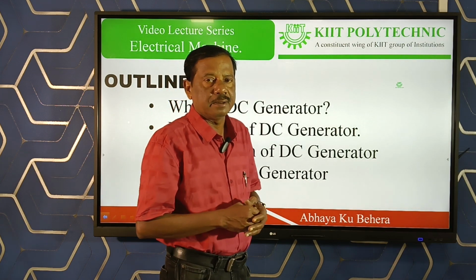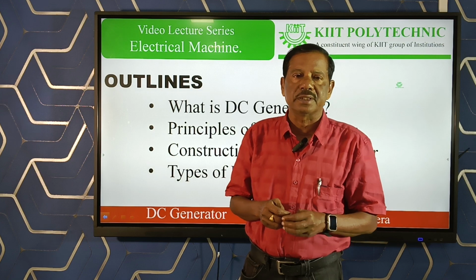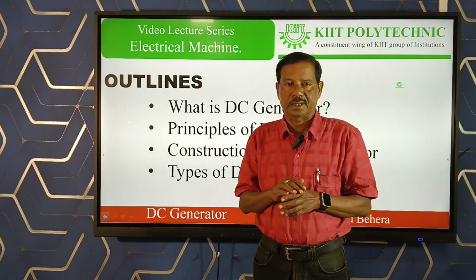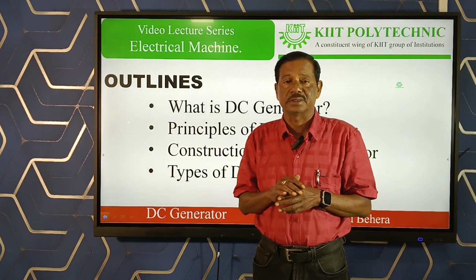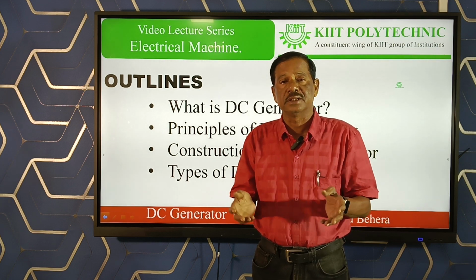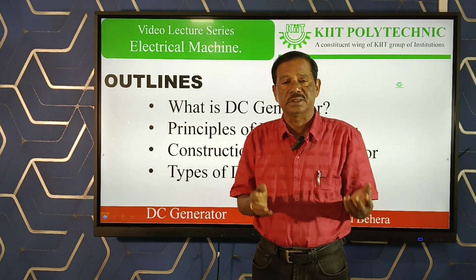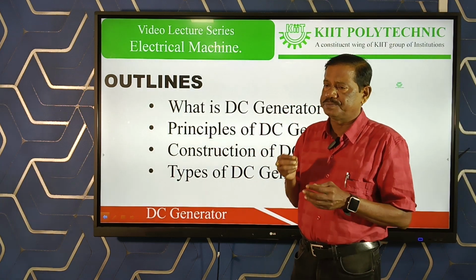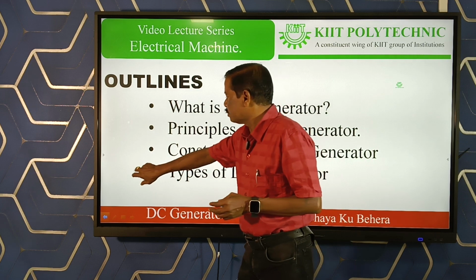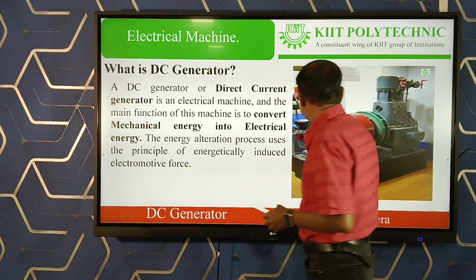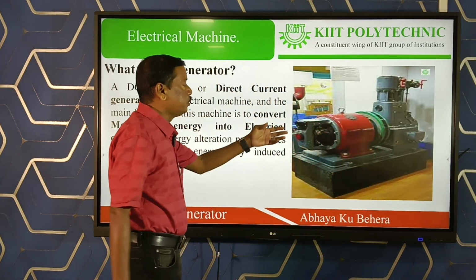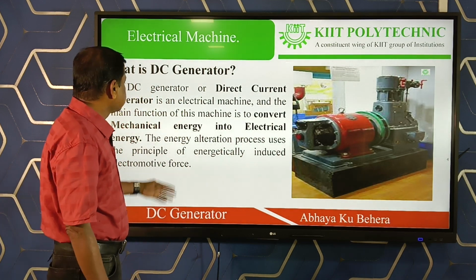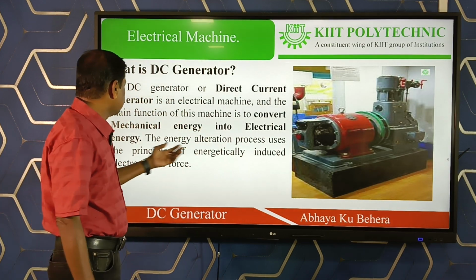As I said, a DC generator converts mechanical energy into electrical energy. The machine that converts mechanical energy into electrical energy, with DC output, we say is a DC generator. Here I have given the overall view of the DC generator, and the principle is that the machine converts mechanical energy into electrical energy.